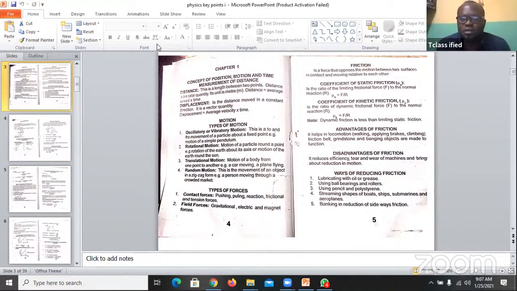It helps in locomotion, walking. If you're walking and there's no friction between your footwear and the ground, you will just slip. You slip and just fall. So friction is very, very important in locomotion, in movement, applying of brakes. When you're driving, there is more friction when you apply brake. That's why your car is able to stop.